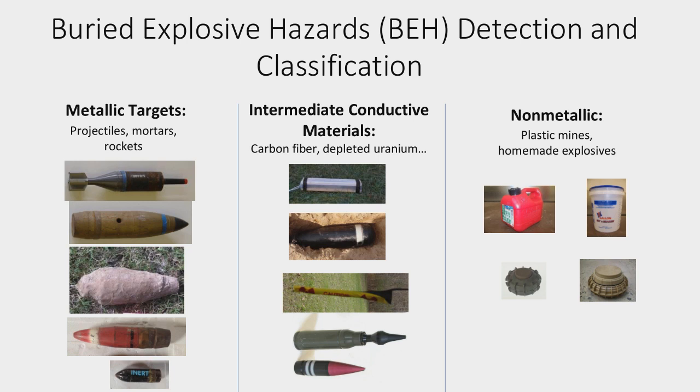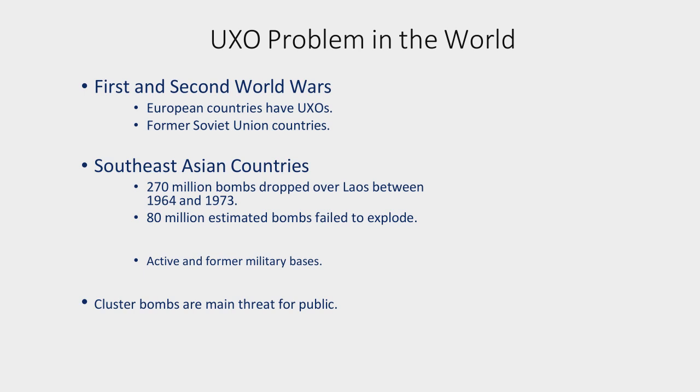And then the third one is non-metallic targets. Those are plastic mines, homemade explosives, and other types of materials. Each of these categories will require a different frequency range or a different type of sensing technology in order to detect and identify these types of materials and targets. We'll go down and show some of the results.